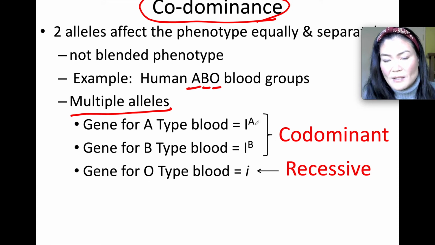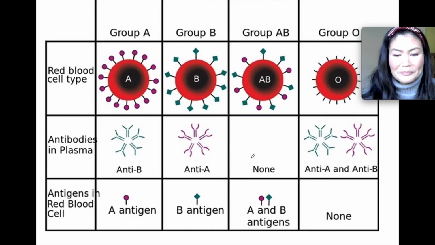So these are the symbols for blood types: IA, IB, little i. It's little i because little i is recessive, whereas the capital I's, IA and IB, are going to be codominant. I'm so lagging. My audio will not match up with the video. And that is very annoying.